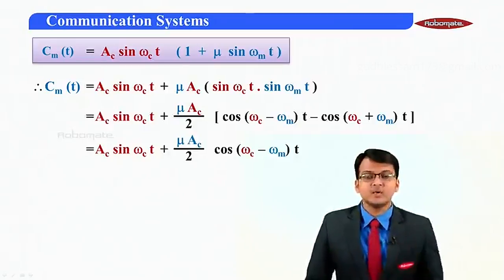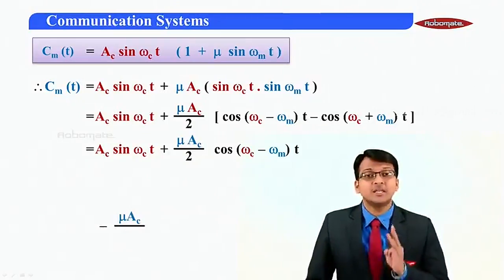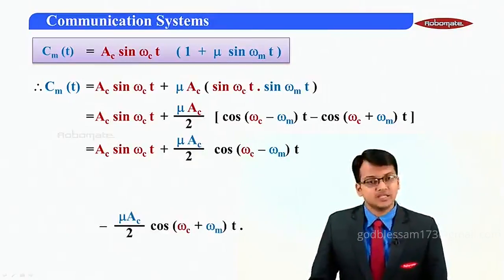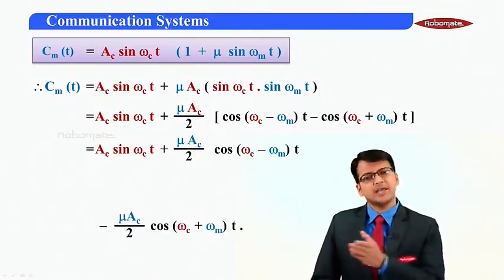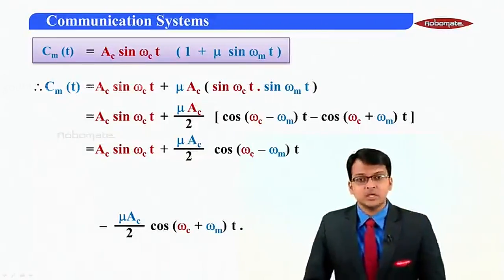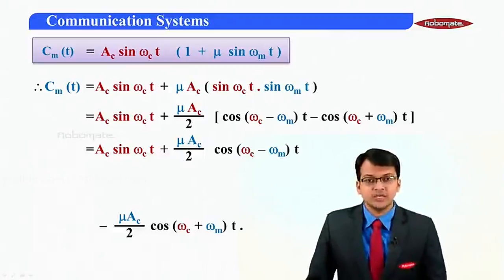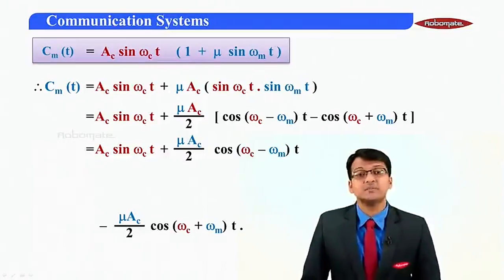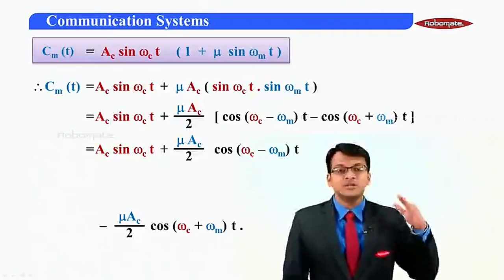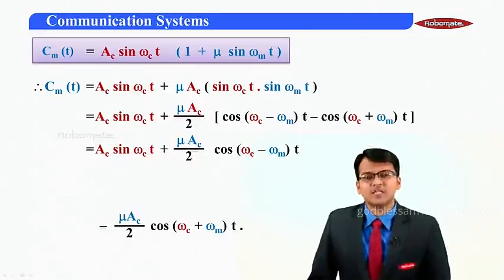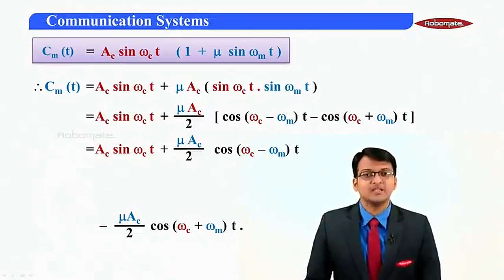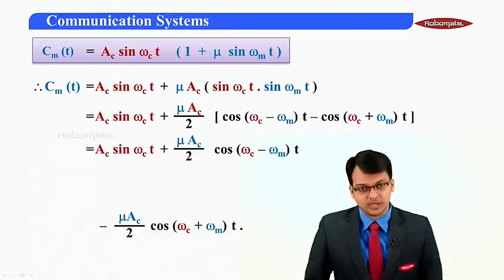When you analyze this equation, you will get three different terms, dear students. The first term is Ac sine of omega c t, which is your carrier signal. So nothing great has happened here. But when you see the other two terms and compare them with the sinusoidal equation, mu Ac by 2 is the amplitude. So I have actually varied my amplitude. And for the frequency, one is cos of omega c minus omega m, and another is cos of omega c plus omega m.